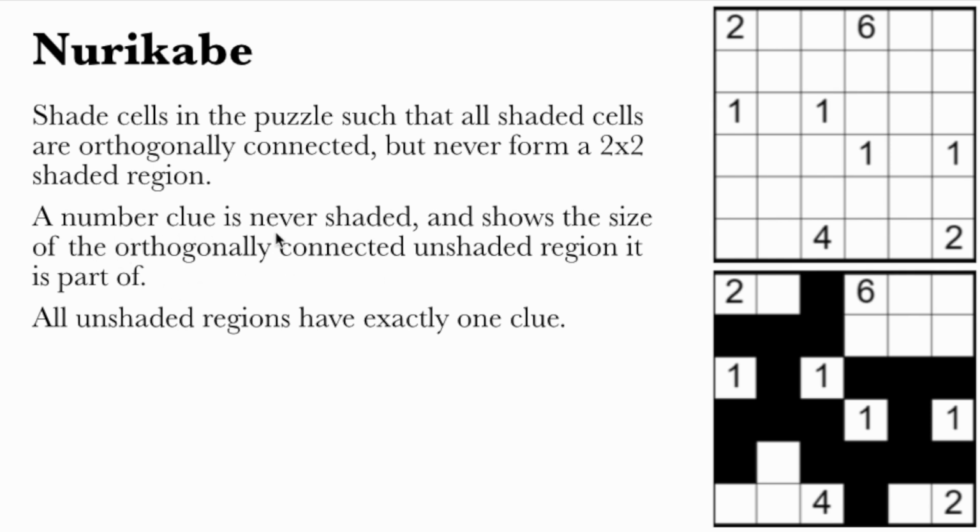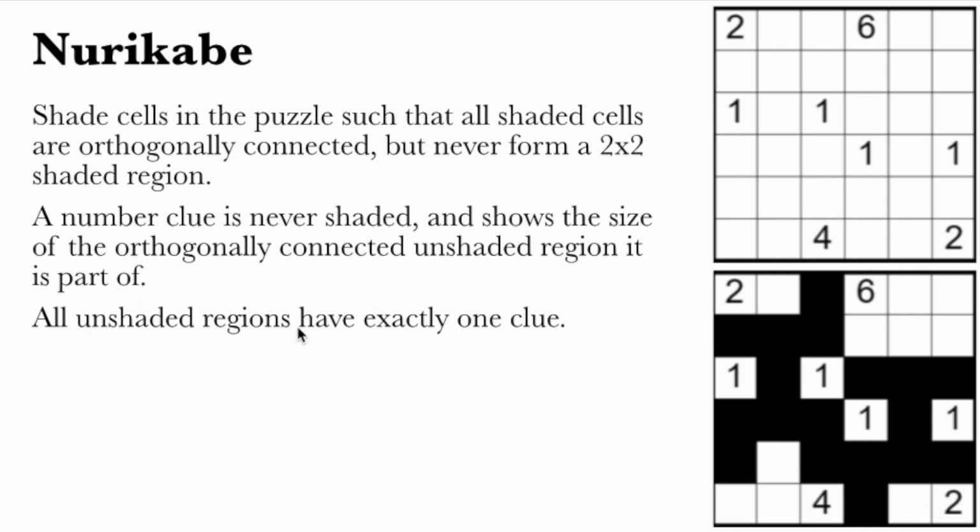A number clue is never shaded and shows the size of the orthogonally connected unshaded region it is part of. So that's saying that this 6 is part of an unshaded region of 6 cells, and in the answer you can see 1, 2, 3, 4, 5, 6 cells in that region. The fact that these are diagonally connected does not matter because we're talking about orthogonally connected.